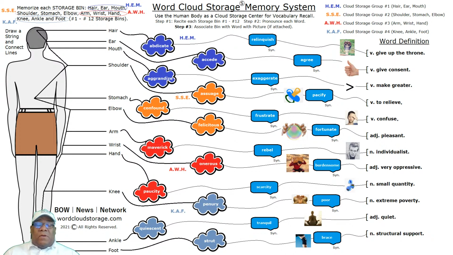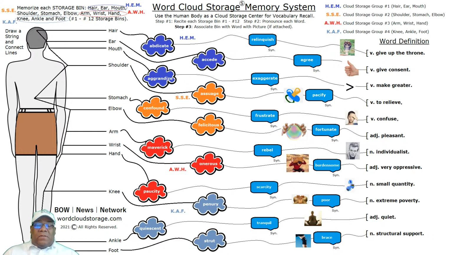It's also really good to try and memorize and associate the color of the cloud to the word, because that will help you to remember the position of the word with respect to the four storage groups, whether it be the HEM group, the SSE group, the AWH group, or the KAF group. And as you remember more words, you'll always remember that three storage bins are assigned to a storage group. And these are all little memory tricks that you can use to quickly remember words.